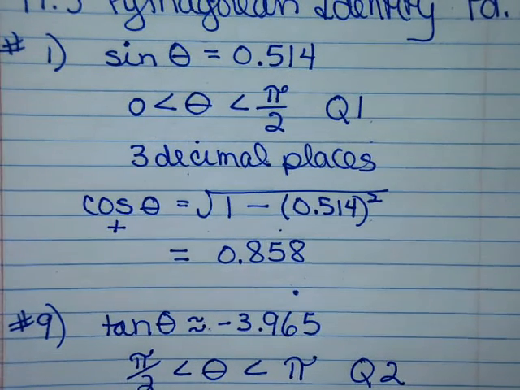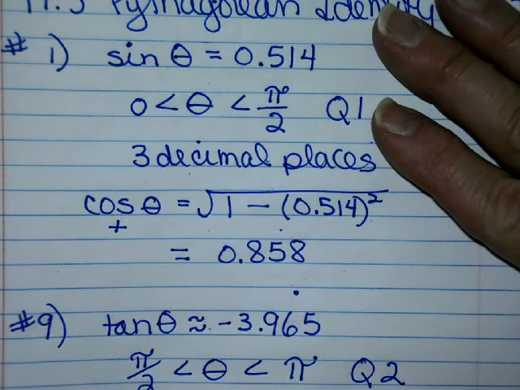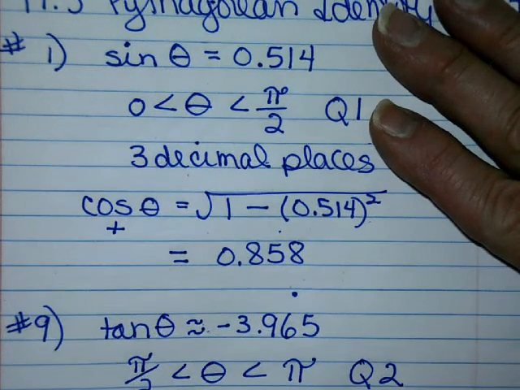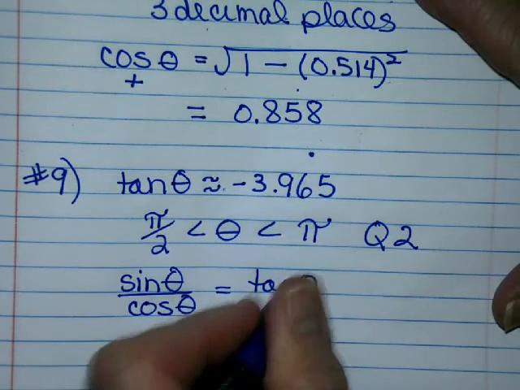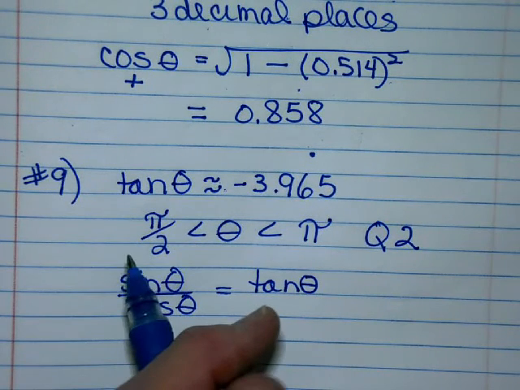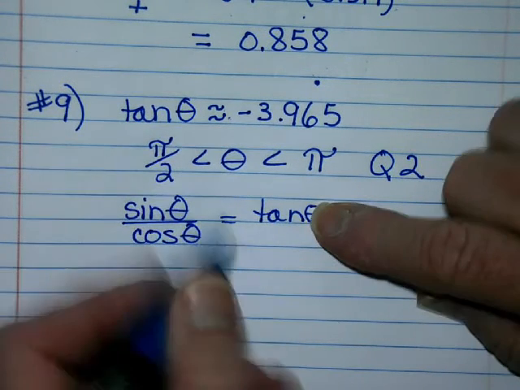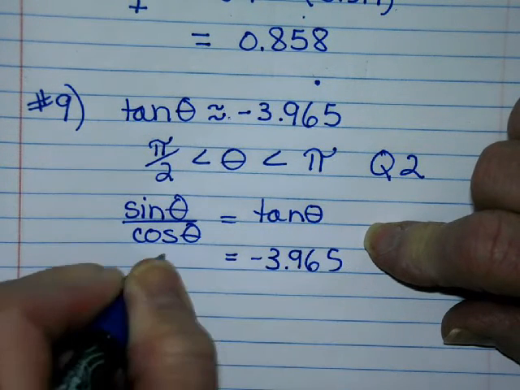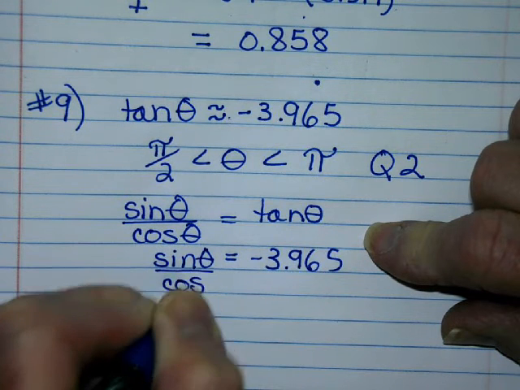So this is what you have to remember: that sine over cosine is tangent. Oh, you're not seeing what I'm writing. I am so sorry. There we go. That's the secret. So we've got the value of tangent, which equals this ratio, sine over cosine.